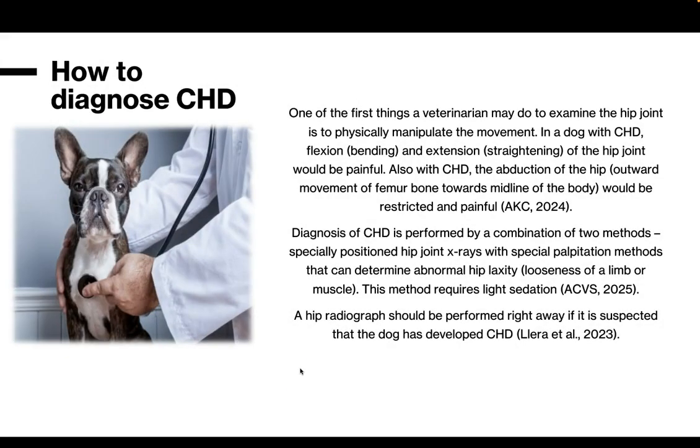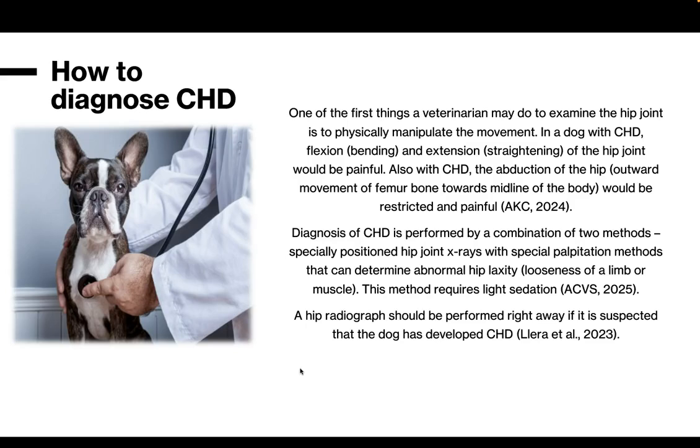How to diagnose CHD? So one of the first things a veterinarian is going to want to do to examine the hip joint is to physically manipulate the movement of that joint. So in a dog with CHD, the flexion, which is the bending, and the extension, the straightening of the hip joint, would be painful. Also with CHD, the abduction of the hip, which is the outward movement of the femur bone towards the midline of the body, would also be restricted and painful.